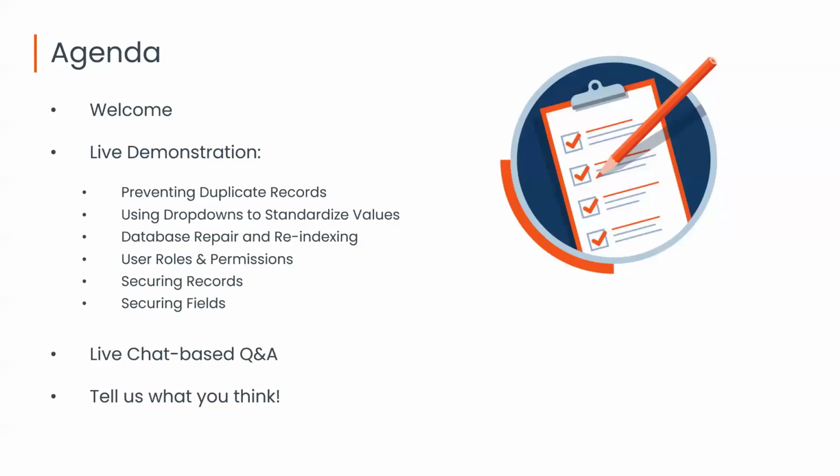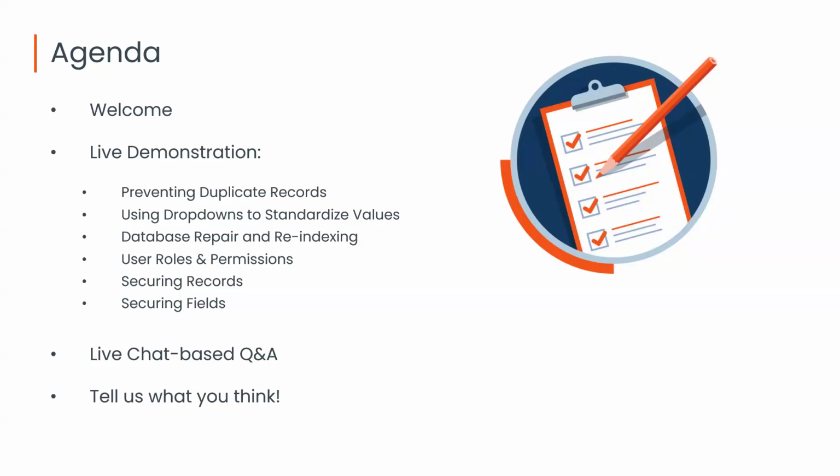Our agenda is going to cover several different live demonstrations. We're going to talk about preventing duplicate records. I'm going to show you how you can use dropdowns to help standardize the types of values that you're entering in your fields and to really police that to make sure that the values in your fields are consistent across the board. We'll look at one of the self-help troubleshooting items you can do with databases by repairing and re-indexing your database. Solves a lot of problems.